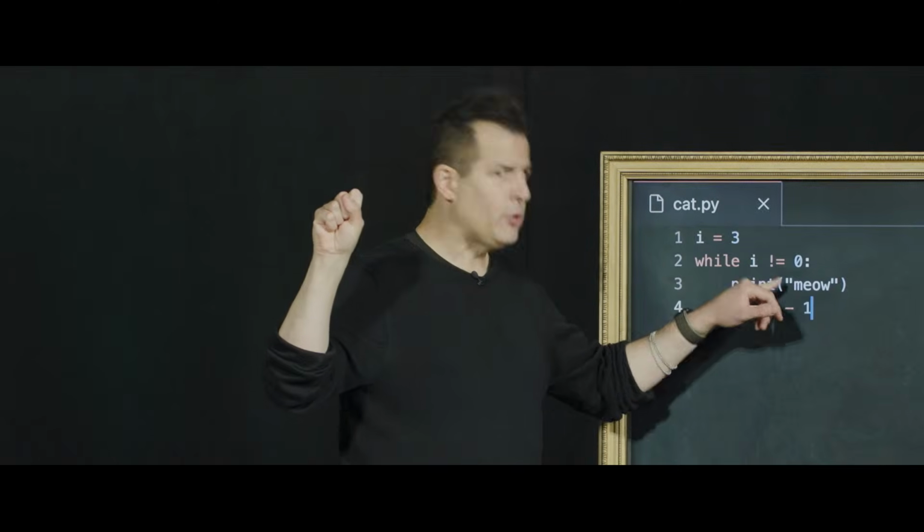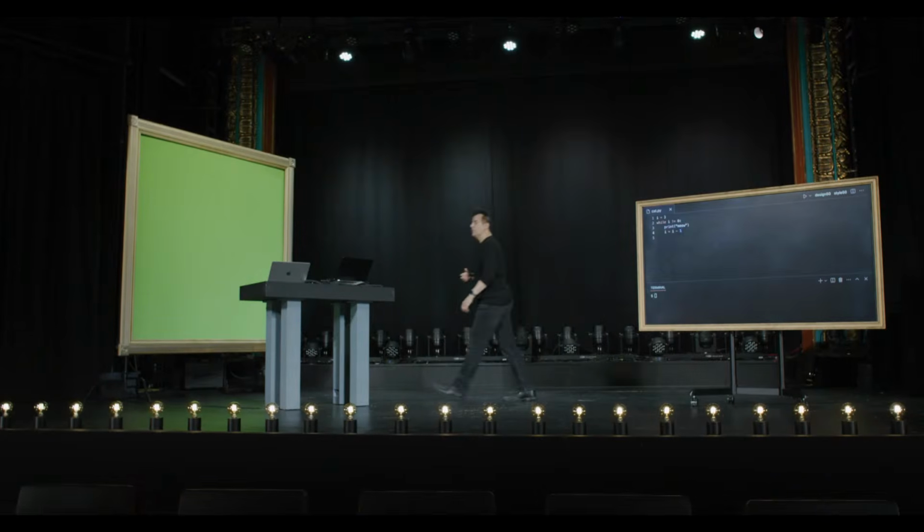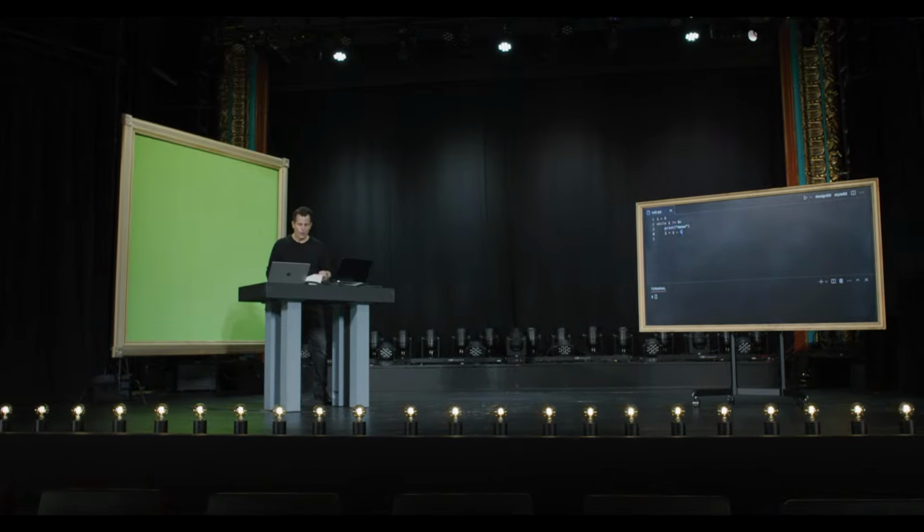0 is equal to 0, so this loop now terminates. There's no more lines of code to execute, so that's it. I've meowed 1, 2, 3 times, simply by using a variable to very mechanically, if you will, keep track of what it is I want to do. Now, I don't have to do it this way.